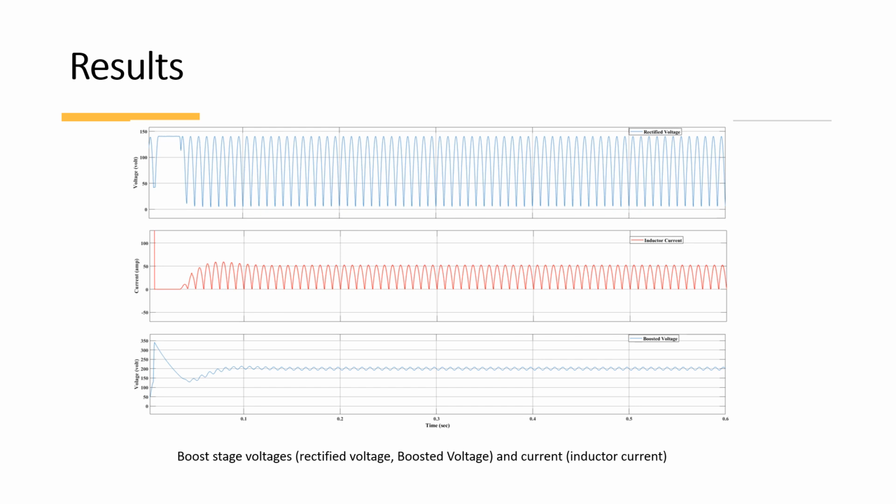And here are the results for the boost stage voltages and currents. Here we have obtained 142 volts of rectified voltage and an inductive current of 50 ampere. Initially it wasn't stable, but after 0.1 second it became stable and got the 50 ampere current. And we have got the boosted voltage of the circuit, which is approximately 200 volt. I'm saying approximately due to the ripple voltage on that. Moving to the next slide.